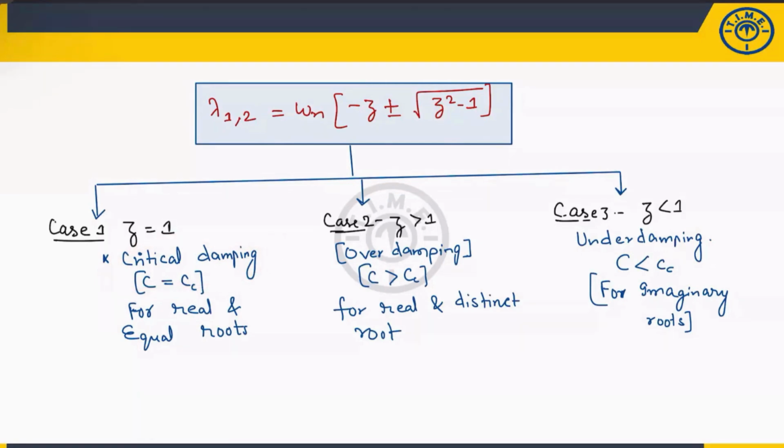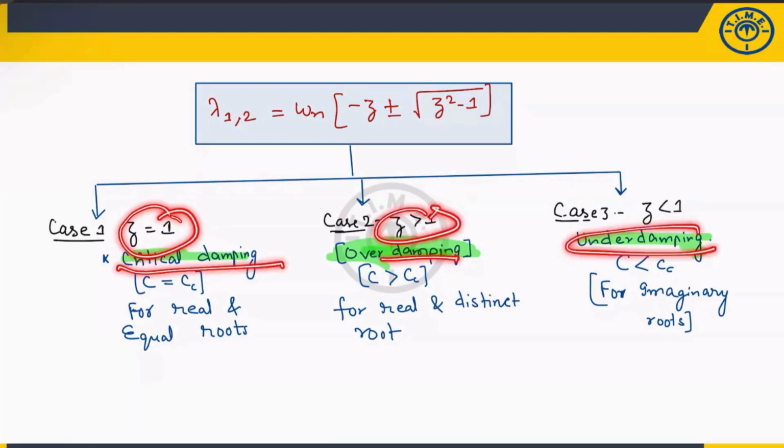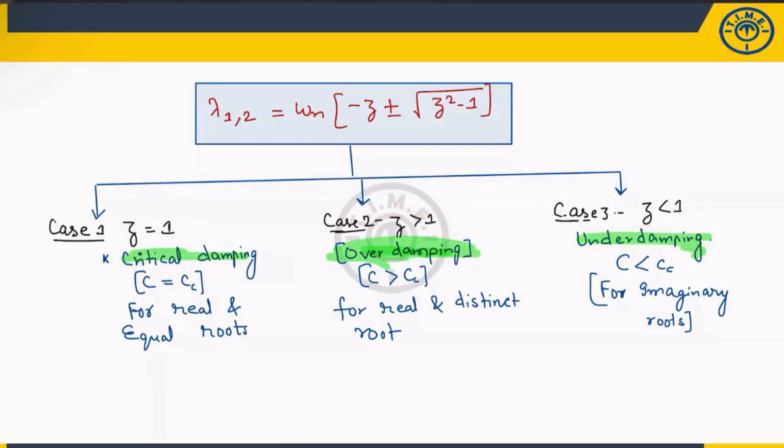Then another possibility is if zeta is greater than 1, then it is called over damping. If zeta is less than 1, then it is called under damping. So these three are important cases. Zeta is equal to 1, critical damping. Zeta is greater than 1, over damping. And zeta is less than 1 is nothing but the under damping.